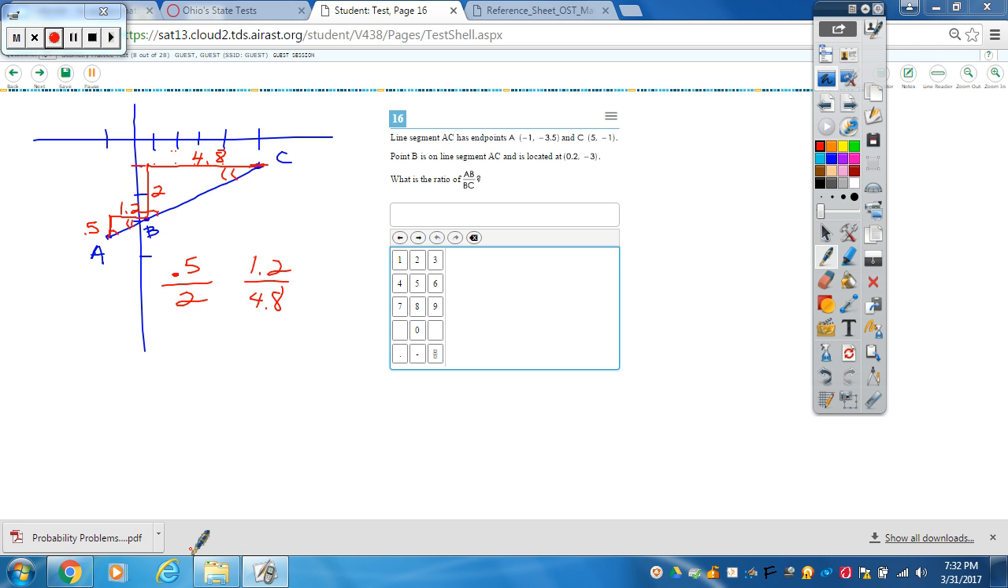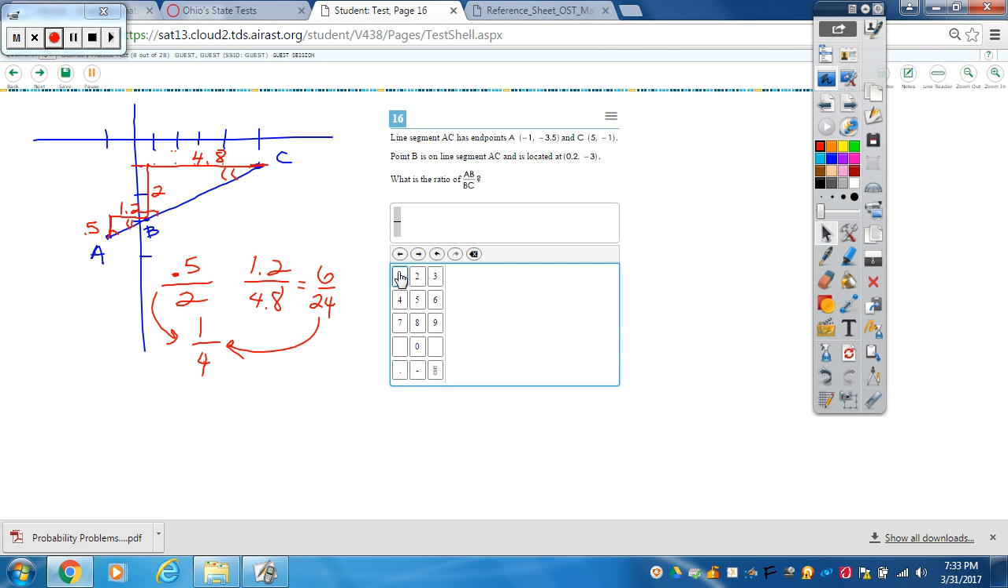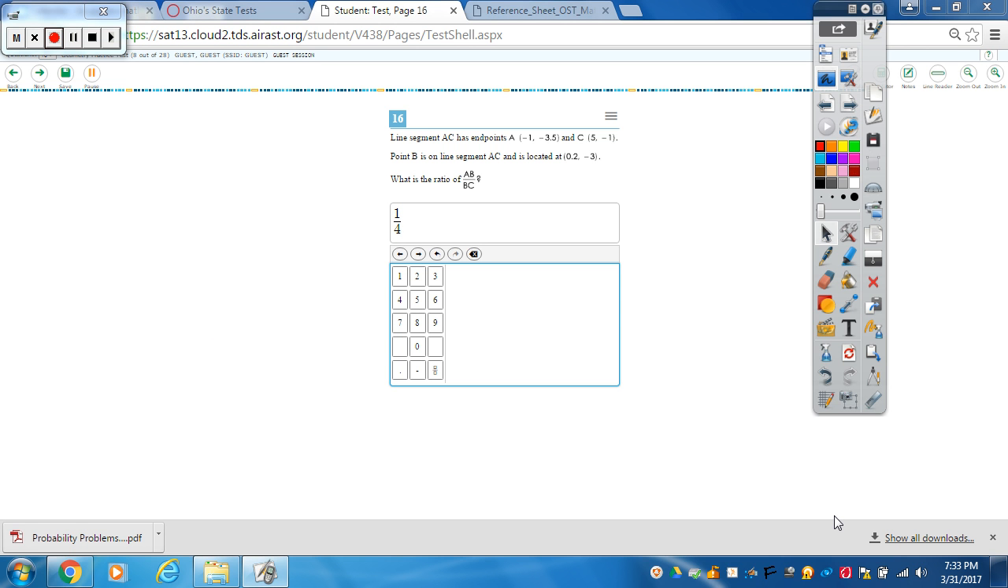Now, I like this one better because if I multiply 0.5 by 2, you get 1. Multiply 2 by 2, you get 4. But if you would prefer this one over here, multiply this by 5, you get 6. Multiply this by 5, 20 and 24. So you end up with 1/4 as well. So what is the ratio of AB to BC? I would just put in 1 to 4. Hope that made sense.